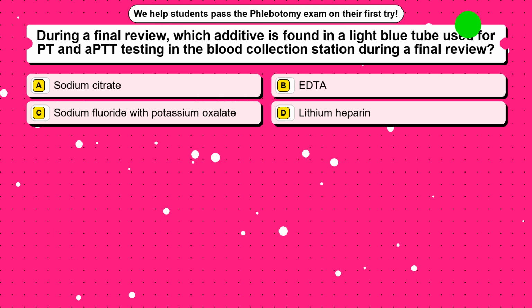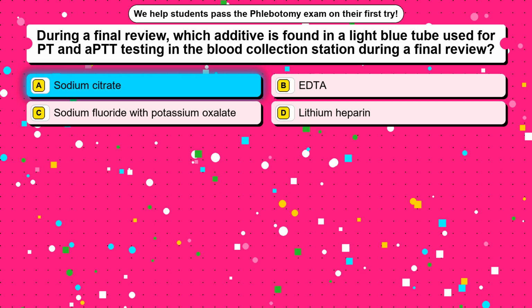Question 48. During a final review, which additive is found in a light blue tube used for PT and APTT testing in the blood collection station during a final review? Option A, sodium citrate. Option B, EDTA. Option C, sodium fluoride with potassium oxalate. Option D, lithium heparin. The correct answer is option A.